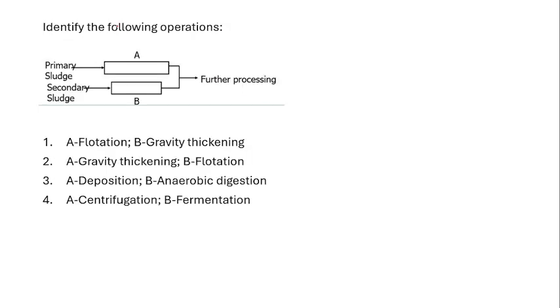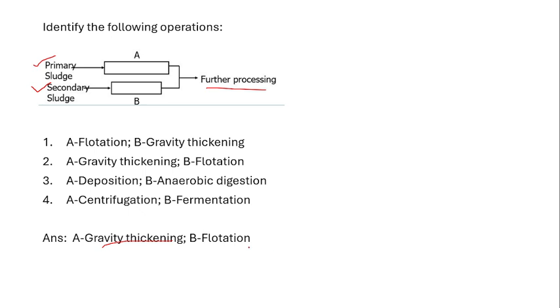Next question is: identify the following operation. So in this one, there are two parts A and B. Into A, the primary sludges are going inside, and into B, the secondary sludges are flowing in. And then from A and B, all the outputs are going for further processing. Okay, they are asking you to identify the operations in step A and step B. So we have already discussed that gravity thickening is the method which is commonly used for the primary treated sludge. So A is the gravity thickening and B is the flotation.